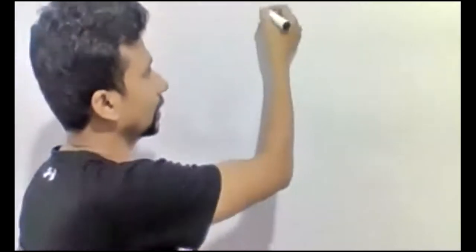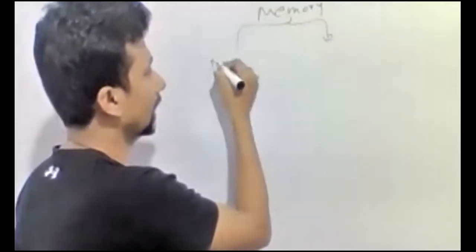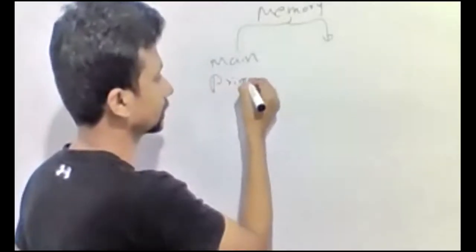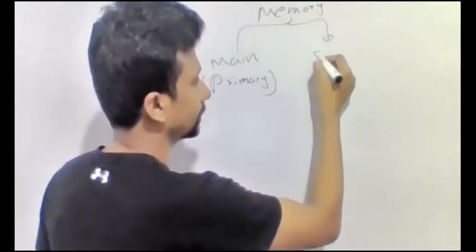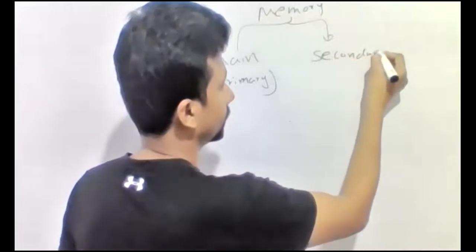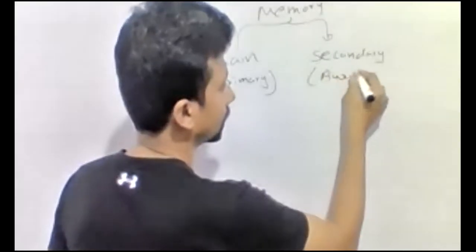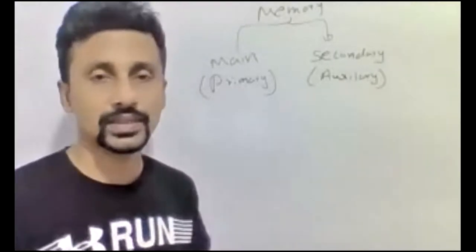Write down the topic, computer memory. So when you take the memory, we can divide it into two. That is main memory. Main, we can also say another word, primary. Primary memory. Then the second one, secondary memory, or auxiliary memory. So there are the same type of words, right?